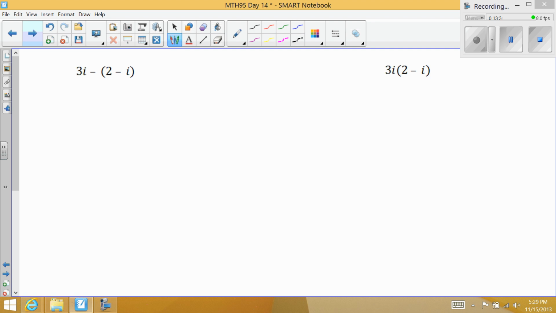And just a couple here to be careful not to mix up: 3 subtract 2 subtract i, and 3i times 2 subtract i. For subtracting, again, take the time to distribute that subtraction through, then combine the like terms. This will give us -2 plus 4i, whereas with this one, it's 3i that's being distributed through the parentheses. So 3i times 2 is 6i. We don't need like terms to multiply.